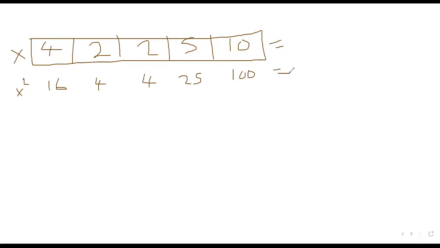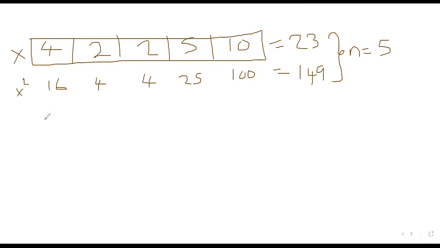4, you don't need to arrange for this one here. 4 plus 2 plus 2 plus 5 plus 10, so we're going to have a summation of x to be 23. When you add 16 plus 4 plus 4 plus 25 plus 100, you get 149. And when we count how many elements there are, 1, 2, 3, 4, 5, our n is 5.